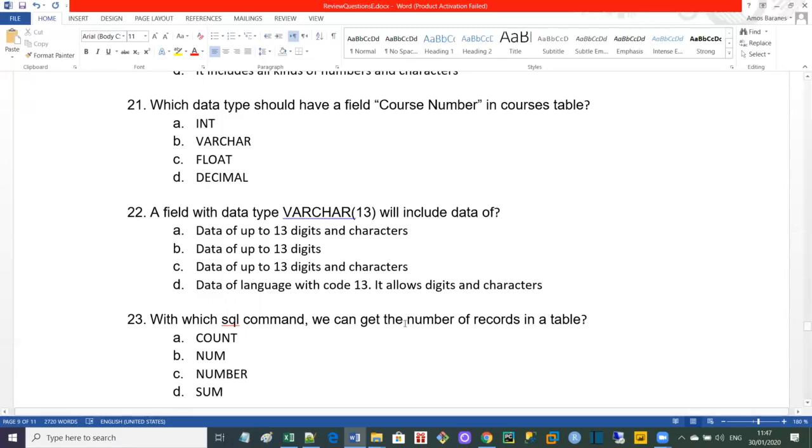Varchar, it's of course for characters. Float, we mentioned before. And decimal, the difference between decimal and float really is how many digits I have after the decimal point. In decimal, I can control that. In float, it's already given to me by the system, by the database.